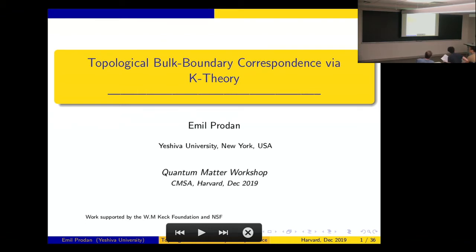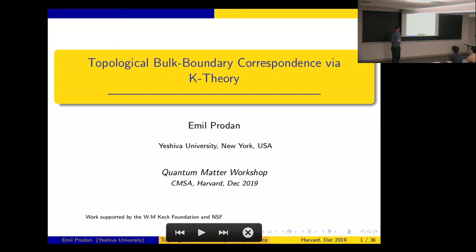So we will moderate the basic, and also the first speaker, Professor Emil Prodan from Yeshiva University. And you should introduce. The first speaker is Professor Emil Prodan from Yeshiva University, who will speak about the topological correspondence. Thank you very much. Thank you for the invitation. Thanks to the audience for making it.